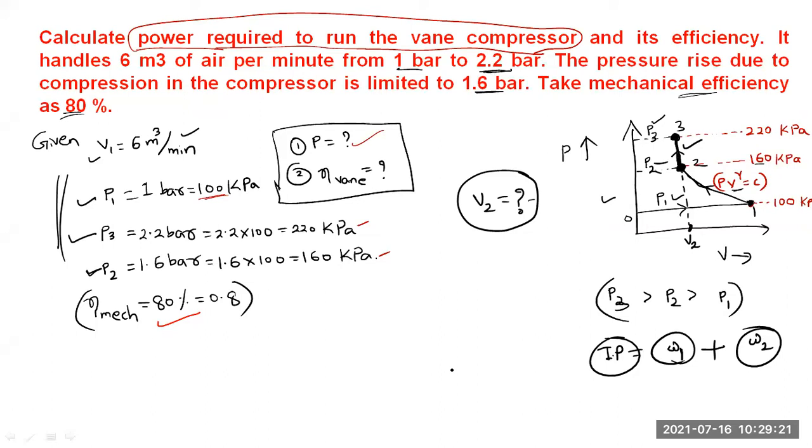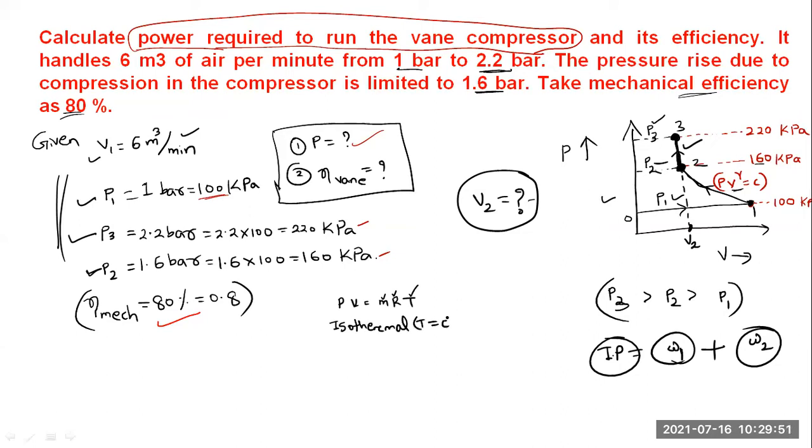So how to calculate volume at point 2? P1 V1 is equal to P2 V2? No, it is not right. Whatever you have written, P1 V1 equal to P2 V2, it is for an isothermal process. Because we have the ideal gas equation PV equal to mRT. If mass is constant, R is always a universal gas constant. If temperature is constant, it should be isothermal.